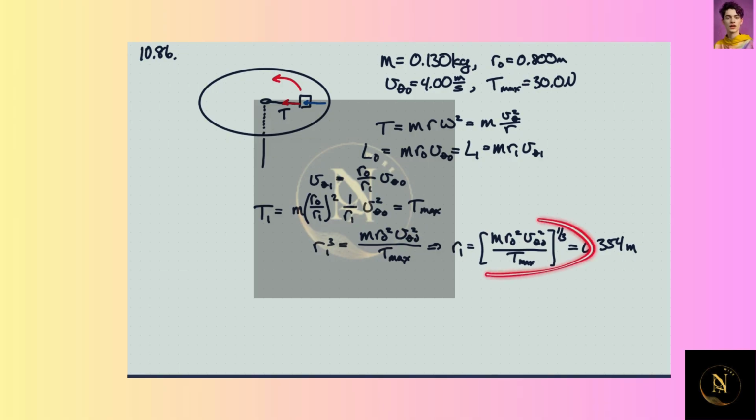Now we can also check and see, does this make sense? Well, as T max grows, r1 shrinks, which makes sense, because as the cord gets stronger, then we can pull it in farther. As the mass, r naught, and v theta naught grow, r1 grows. So basically, if we have more mass, we're not going to be able to pull it in as far, which makes sense.